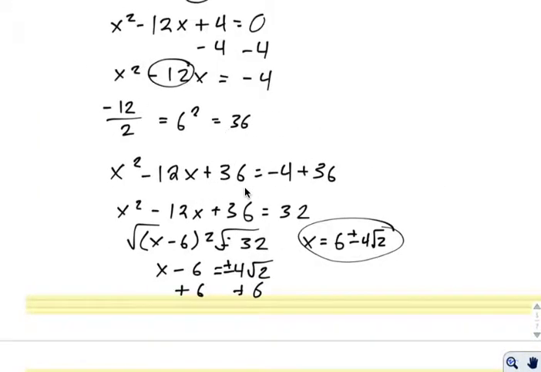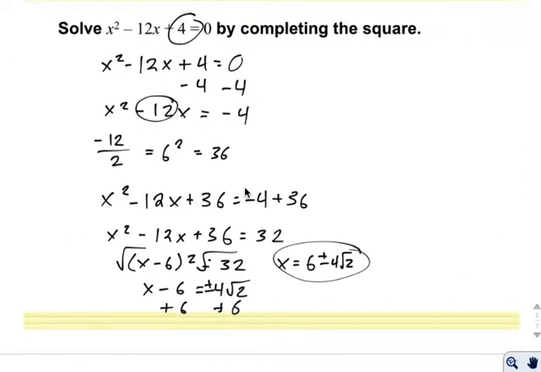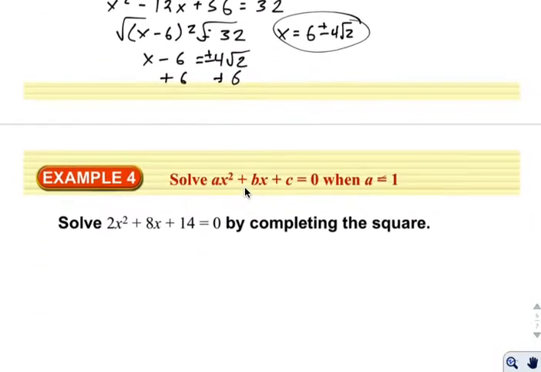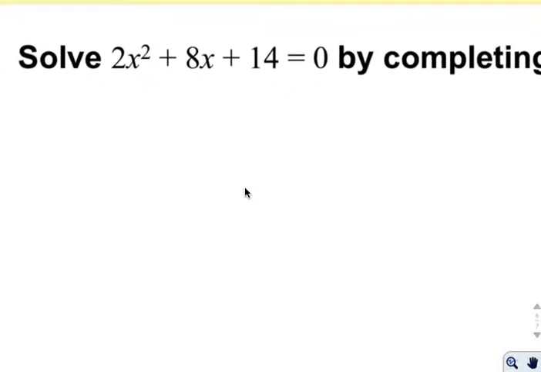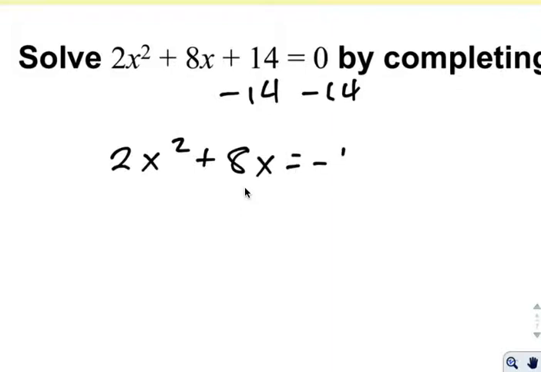So if I had an x value that was 6 plus or minus 4 square root of 2, this is a perfect trinomial. It's going to factor perfectly. Let's do one more just so that you get the hang of it. This also has a c value, so I'm going to get rid of the c value from both sides and say 2x squared plus 8x equals negative 14. This one's also a little different because my coefficient for x squared is not just a 1. I don't just have a solid x squared there, I have a number.